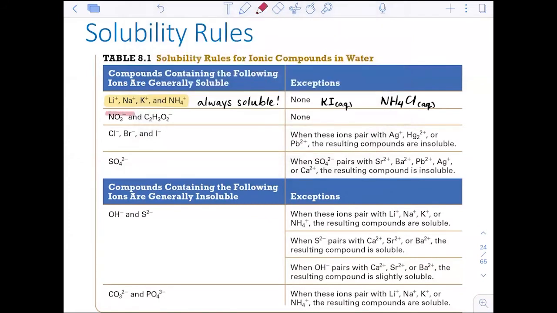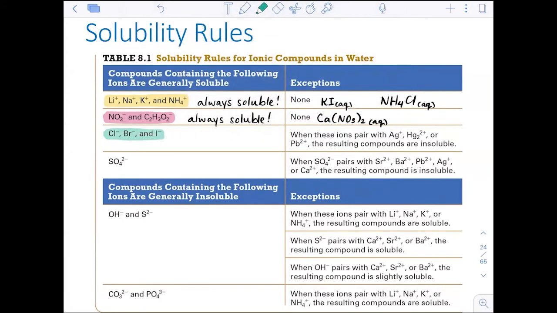Next one, nitrate -1 and acetate -1. These polyatomics are also always soluble. There are no exceptions to those. Whenever we see them in a compound, let's say calcium nitrate, always going to be a strong electrolyte. Doesn't matter what it's paired with. If you see nitrate, always soluble. If you see acetate, always soluble. Moving right along, here comes some exceptions.